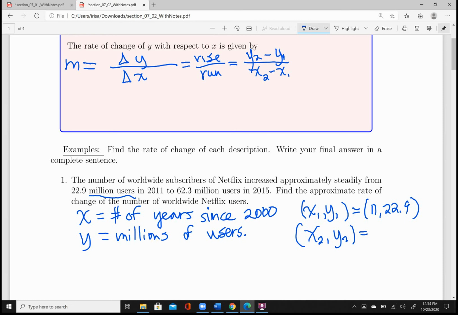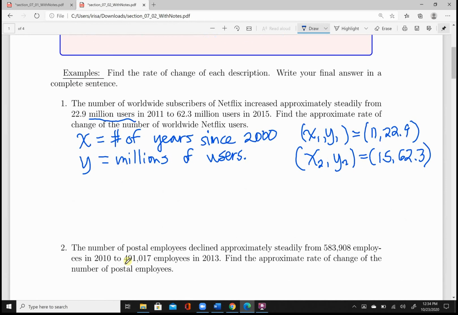Let's do the same thing for the second scenario, the 2015 scenario. So it'll be 15 in the x position and 62.3 in the y position. So x2, y2, the second ordered pair, is representing the scenario that in 2015, there were 62.3 million users on Netflix. Now let's go ahead and use the slope formula in order to calculate the rate of change.